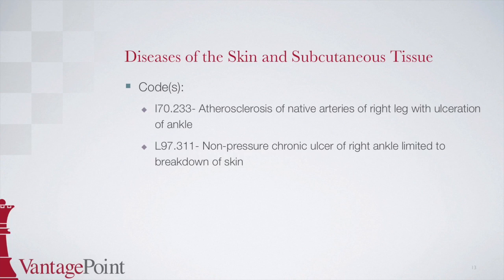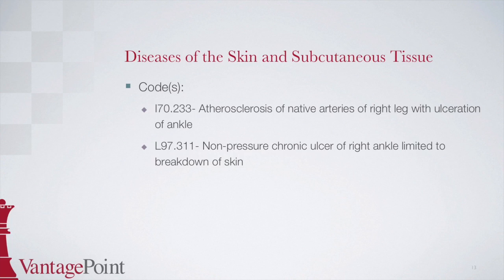L97.311, non-pressure chronic ulcer of right ankle limited to breakdown of skin. If you didn't know we needed to be in category L97, and even if you did, I recommend looking up this code in the alphabetic index. You're going to start at ulcer and then find lower limb. Indented below this is ankle, and then indented below is right. Underneath right is the word with, and then this phrase skin breakdown only, which points to L97.311, which you would then confirm in the tabular.